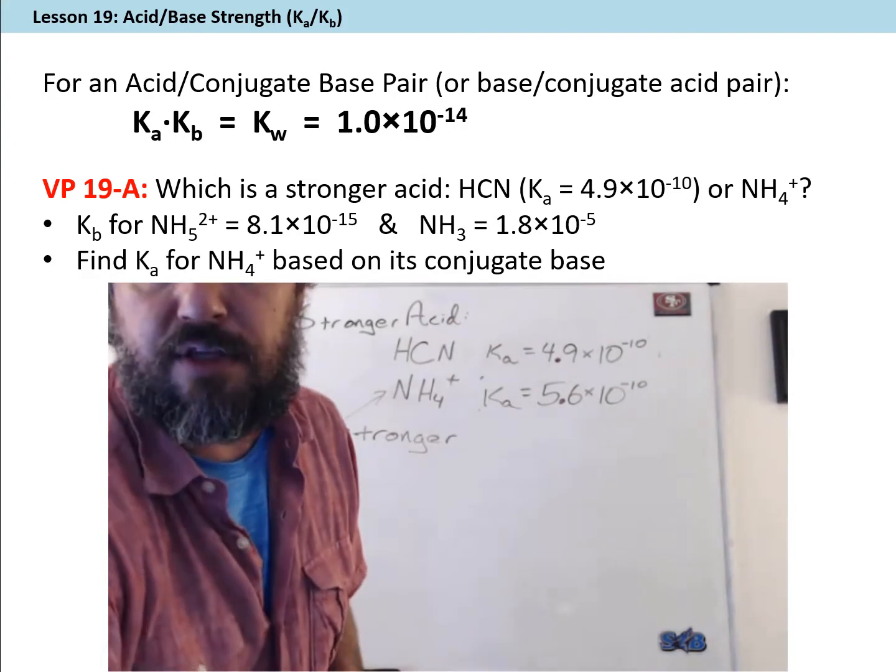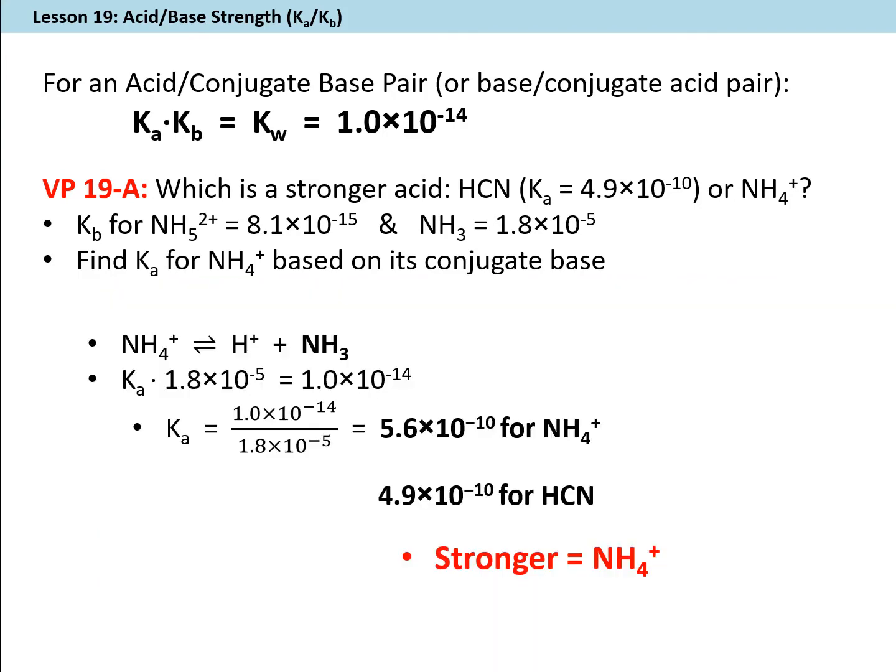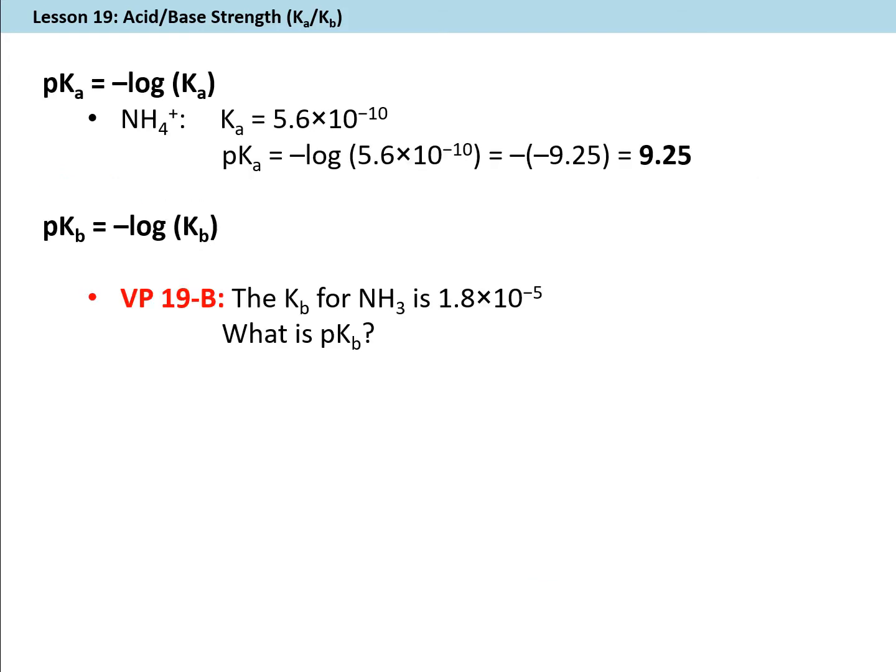Here it is on the screen. We first have to decide what our conjugate base is, and then we use Ka times Kb equals Kw in order to figure out our Ka. All right, let's move on to 19b.